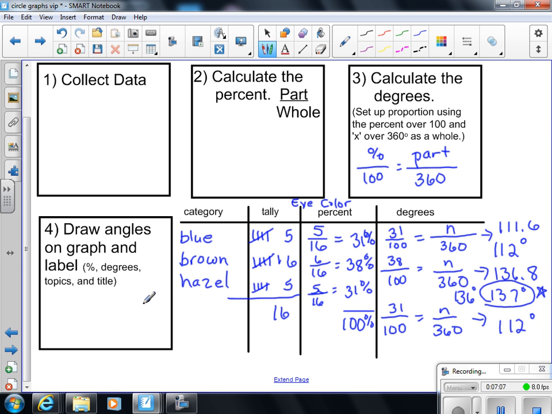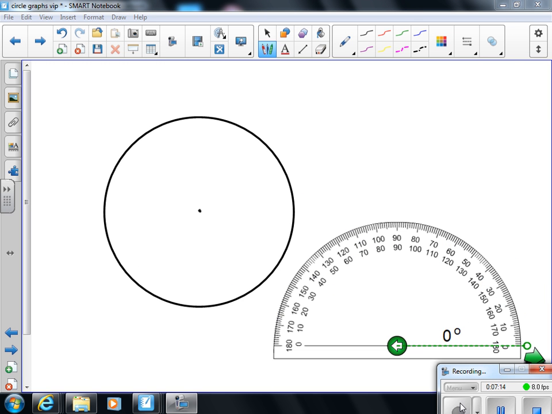Now we're ready to go to step 4. Are there any questions before we go on to step 4? All right, let's take out your circles. Okay, so the first thing we need to do is we know that we have, was it 112 degrees, 100, 136 degrees, and then another 112 degrees. This was blue.